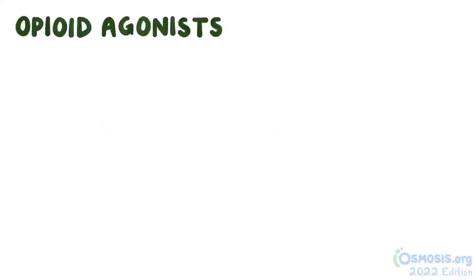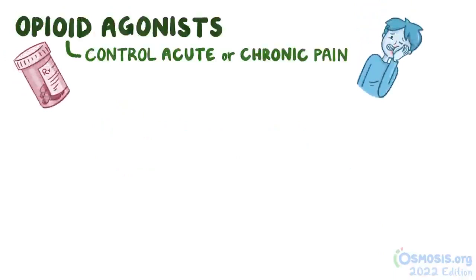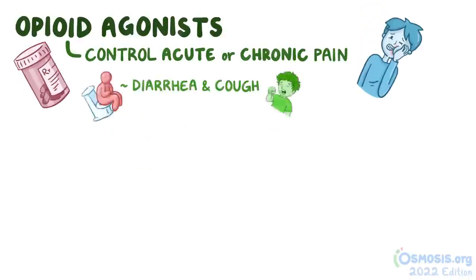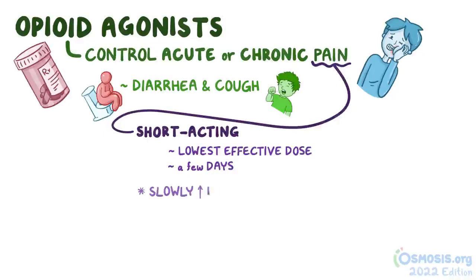Opioid agonists are medications used mainly to control acute or chronic pain in particular situations. Some of them are also used to treat diarrhea and cough. When treating pain, the goal should be to use short-acting opioids at the lowest effective dose for just a few days, and slowly increase their dose only as needed.